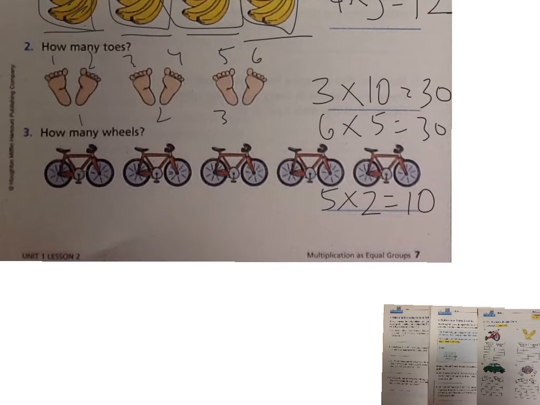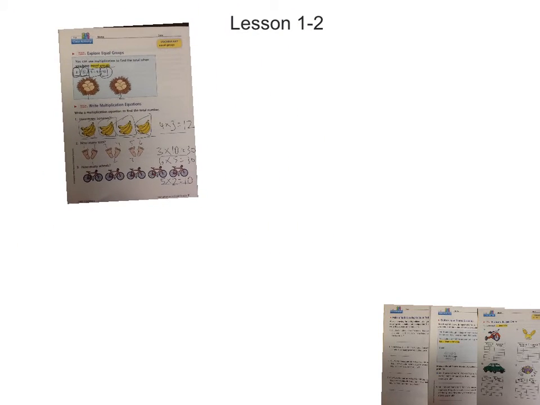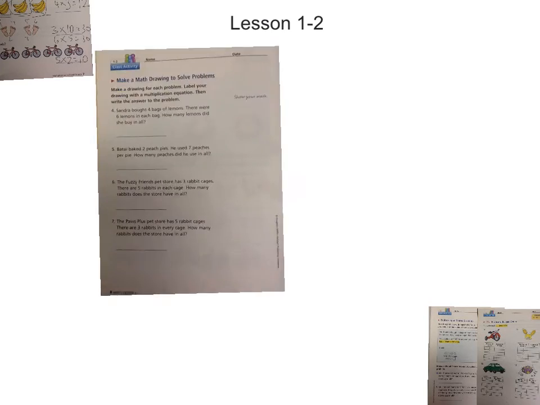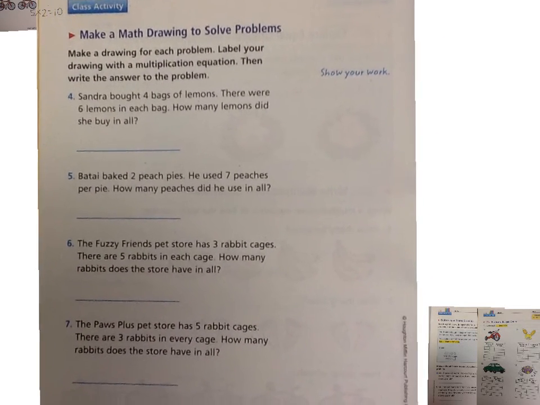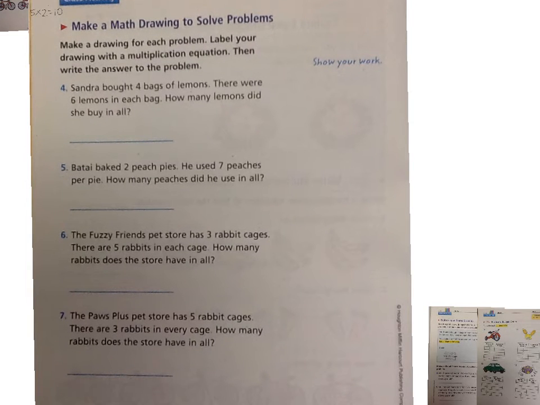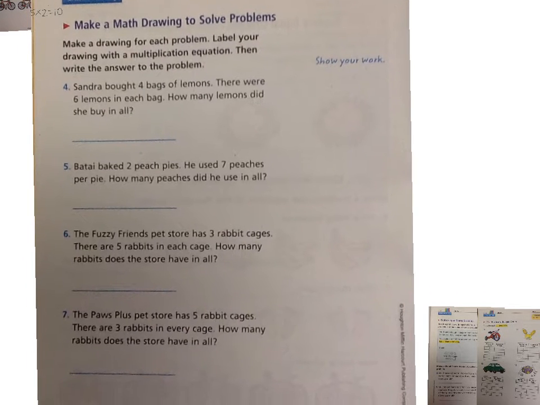Alright, so the drawings are kind of easy. It's nice to be able to create drawings, though, so that's what we're going to do on the next page. It says, make a drawing for each problem. Label your drawing with a multiplication equation, and then write the answer to the problem. Sandra bought 4 bags of lemons. Okay? So 1, 2, 3, 4 bags of lemons. There were 6 lemons in each bag. How many lemons did she buy in all?